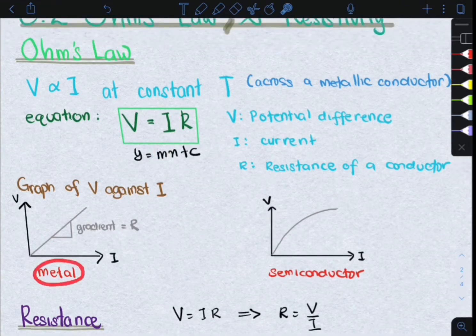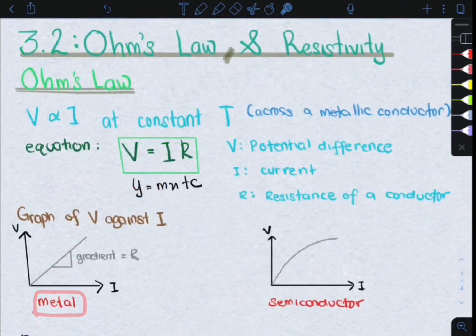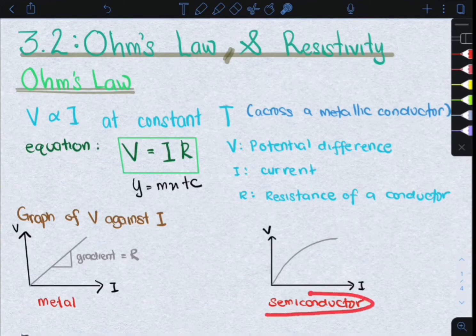This is only valid for metal, as the Ohm's law itself states that V is only proportional to I in two conditions: at constant temperature and across a metallic conductor. If you were to have a semiconductor here, when you plot V versus I, you're not going to get a straight line graph. You're not going to get the relationship between V and I directly proportional here. No, for semiconductor, what you got here is an inversely proportional graph.